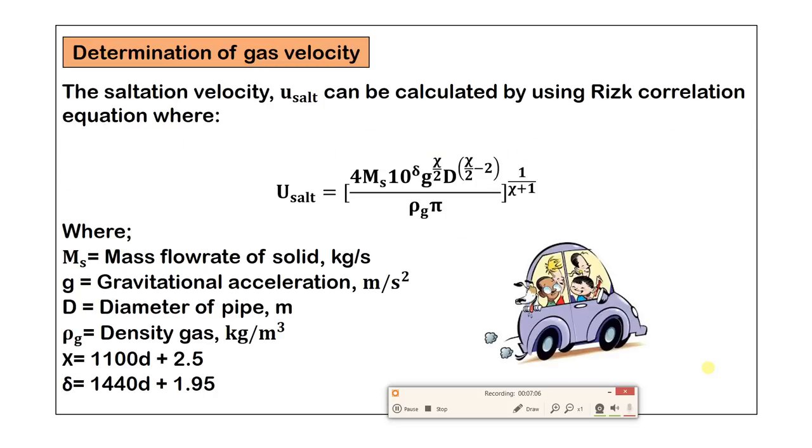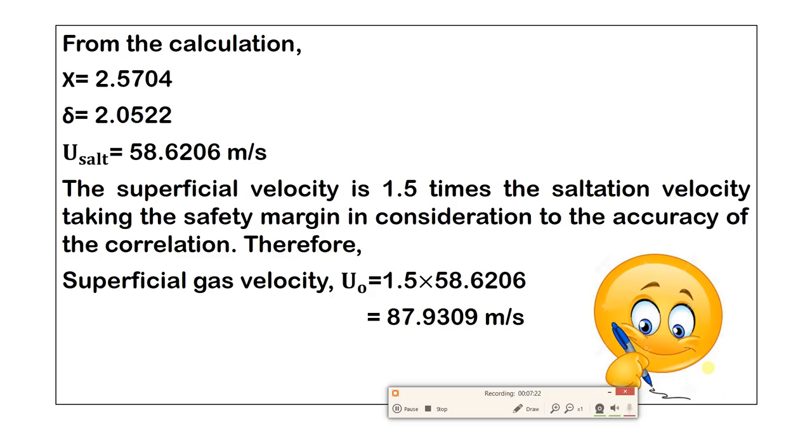Step 2 is the determination of gas velocity. In order to calculate the gas velocity, we first need to determine the saltation velocity. Saltation velocity can be calculated by using the Rizk correlation equation. From the Rizk correlation equation, the saltation velocity obtained is 58.6206 meter per second. The saltation velocity was then multiplied by 1.5, which is the safety margin in consideration of the accuracy of the correlation. Therefore, the superficial gas velocity obtained is 87.9309 meter per second.